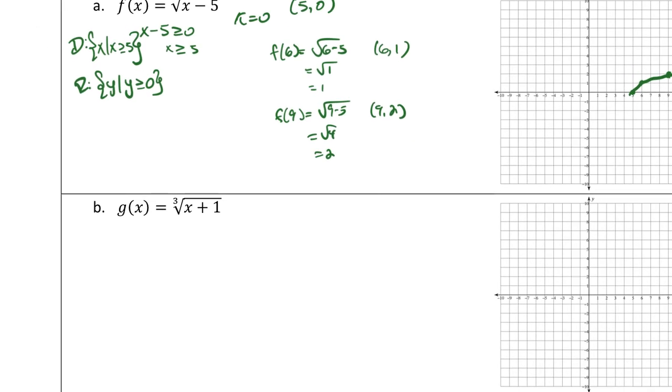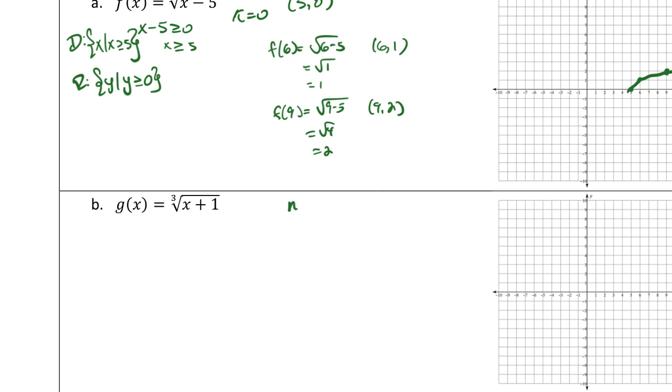So let's see the next one. Again, n in this case is odd. So that means that my domain is all real numbers, and my range is all real numbers. That means that now I can substitute anything here. Again, my h here is -1, k is 0, so that number is important. So -1, 0 is this point right here.